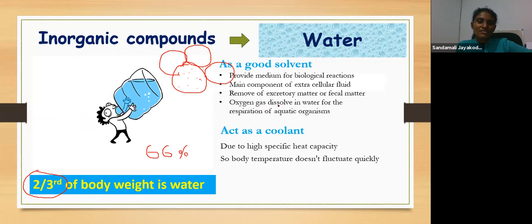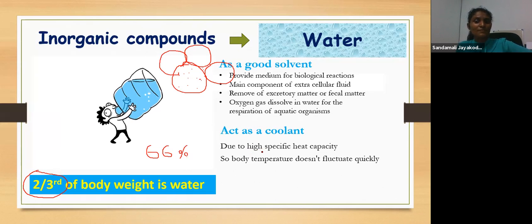And then oxygen gas dissolves in water for the respiration of aquatic organisms. All the fish and aquatic plants take oxygen which is dissolved in water. Then it acts as a coolant. That is the second function. Coolant, it cools. That means it has a good ability to absorb more and more heat without changing its temperature.